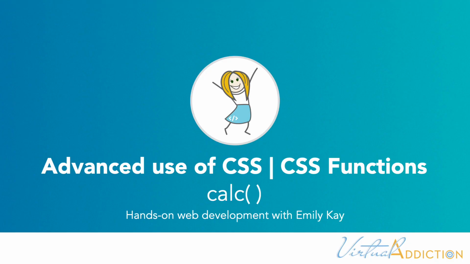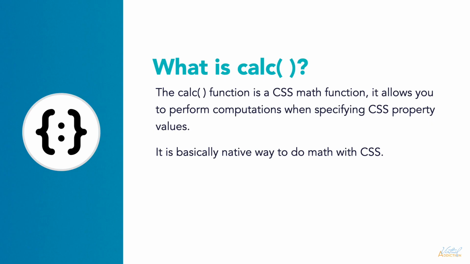I know I've showed you some uses of the calc function in CSS, but let's dive a little more deeply into the CSS calc function so we can learn how it actually works. The calc function allows you to perform computations when specifying CSS property values. It's especially useful for calculating things like length, percentage, time, numbers, integers, frequencies, and angles, just to name a few.